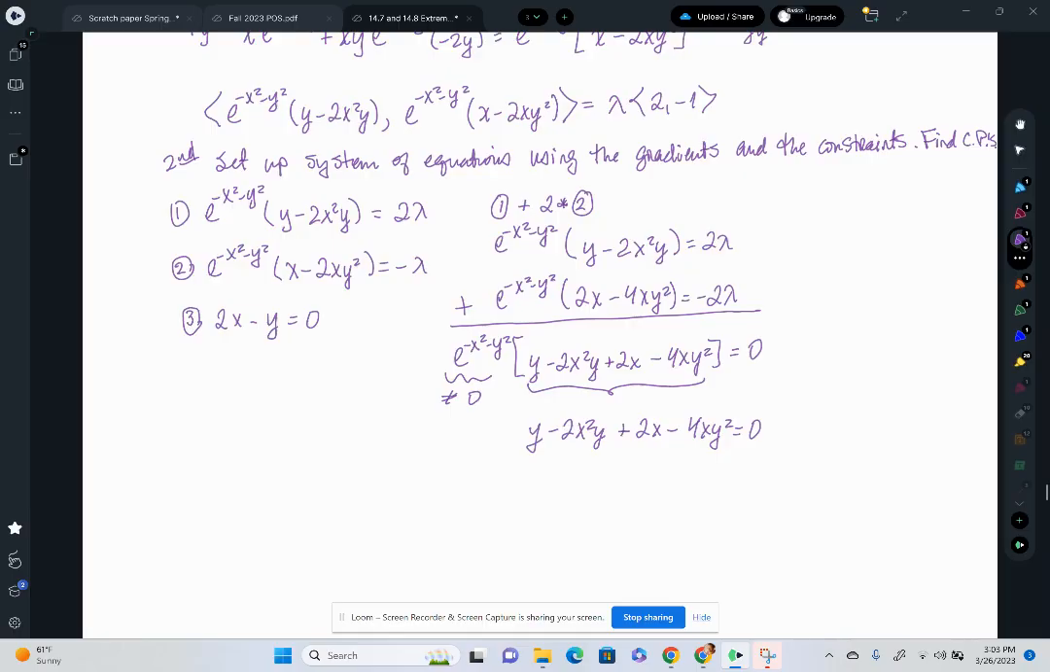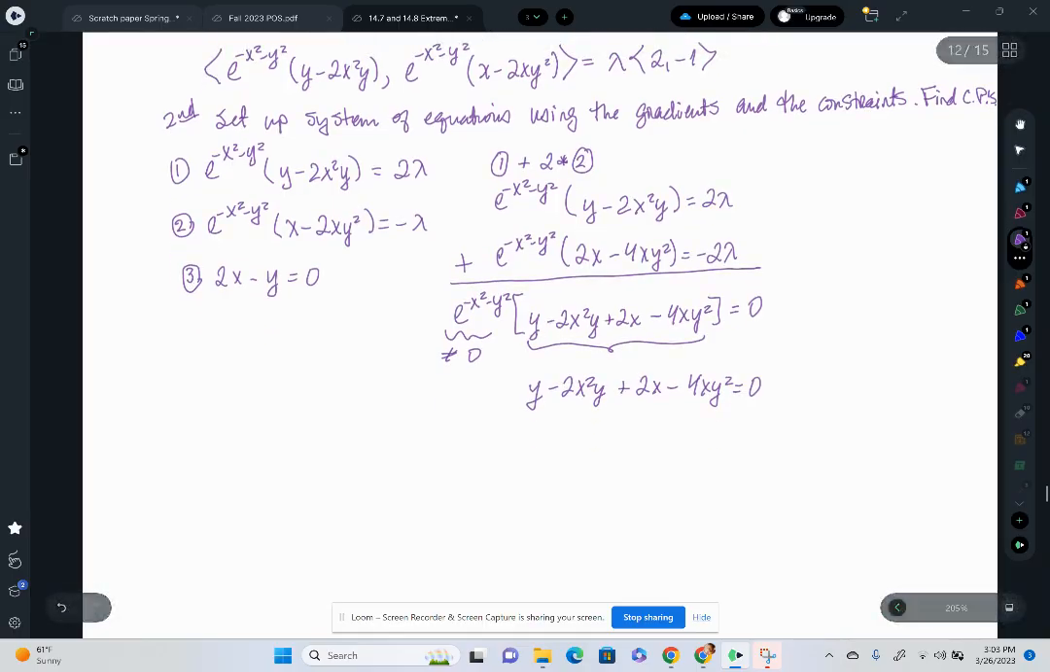Okay, now this still doesn't look much better. It doesn't look like anything that I can work with. However, equation 3 has not been used yet. So notice in 3 that y is equal to 2x. So I could use that and substitute this into my problem equation. So we're going to sub this in here. Okay?